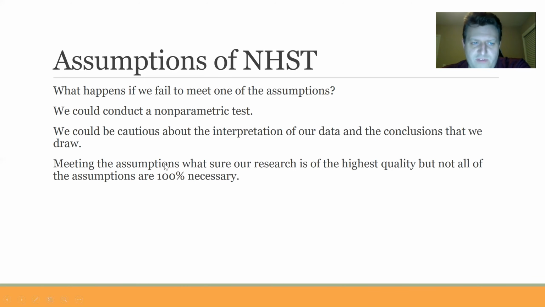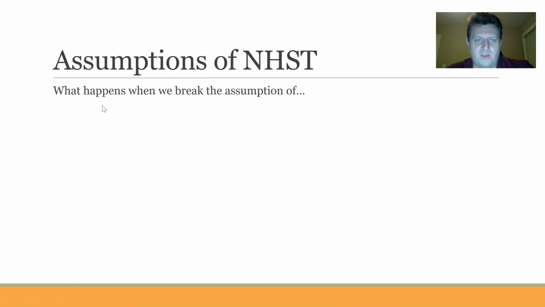All right. So meeting the assumptions ensures that the quality of our research is 100% grade A, good, wonderful. If we don't meet some of the assumptions, that doesn't mean that our experiment is terrible. It might be the case that we can correct for the problem with this assumption. So let's go through the 5 again and talk about what is problematic if we violate each assumption.